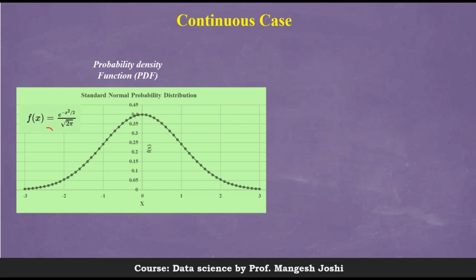If you go on putting values in this x, you will get such a curve, which is called a standard normal curve. So this is the probability density function.